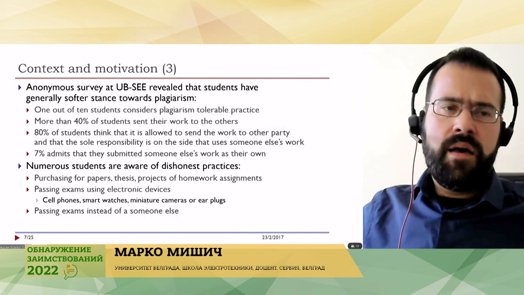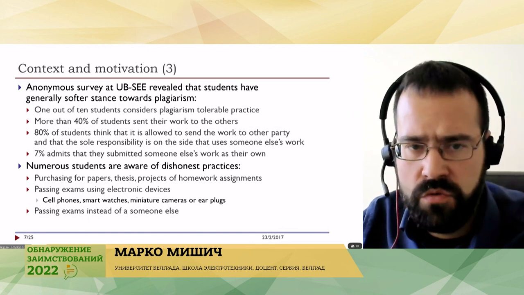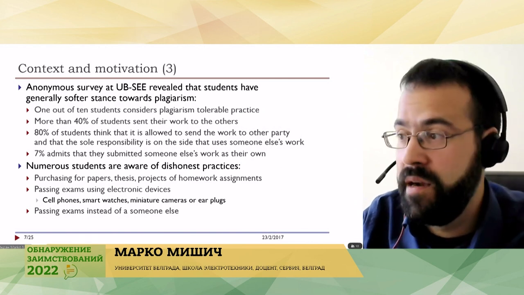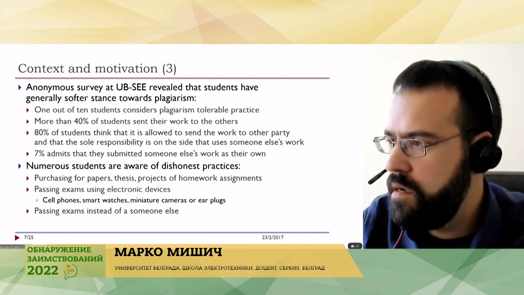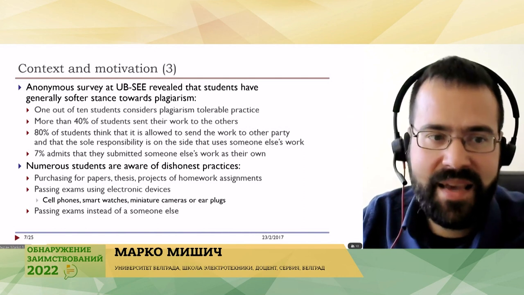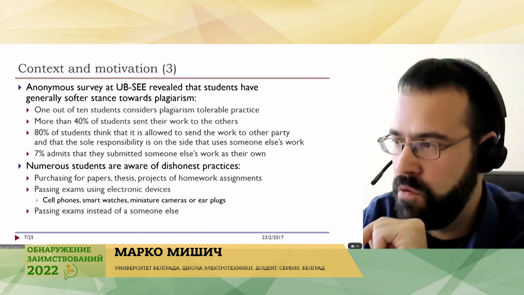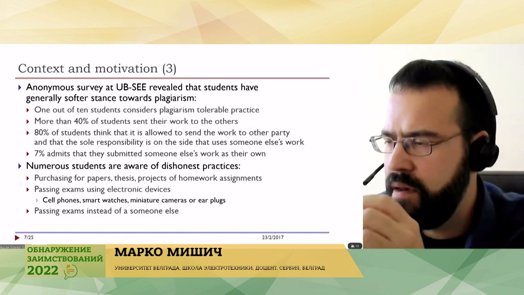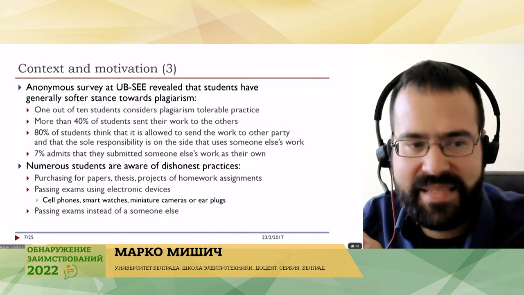We also did some surveys here at the University of Belgrade at the School of Electrical Engineering, and our surveys revealed that students have a generally softer stance towards plagiarism. One out of 10 students considers plagiarism a tolerable practice, which is a pretty problematic stance, especially if you ask their professors. More than 40% of students sent their work to others. 80% of the students think that it is allowed to send work to another party and that the sole responsibility is on the side that uses someone else's work, which is a really problematic stance. And 7%, which is in accordance with the 5 to 10% in the open literature, admitted that they submitted someone else's work as their own.